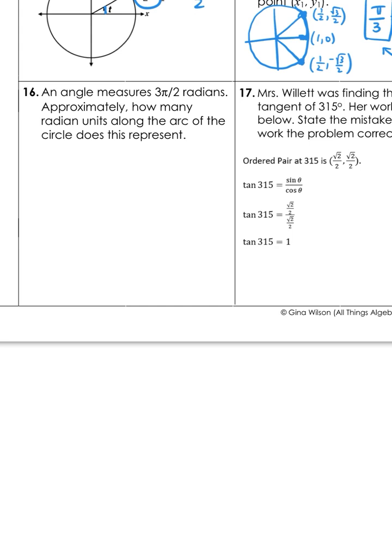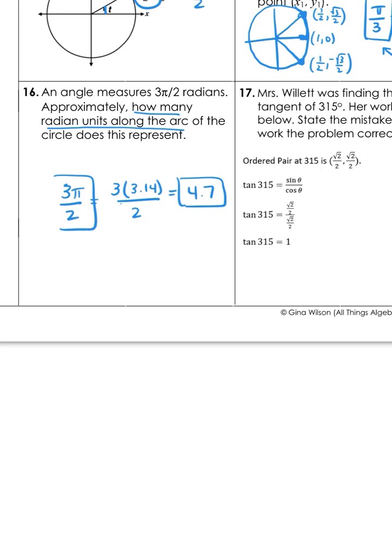An angle measures 3 pi over 2 radians. Approximately how many radian units along the arc does that represent? Well, 3 pi over 2 is the same as 3 times 3.14 over 2, and we would get 4.7. So we can either write it as 4.7 or 3 pi over 2.